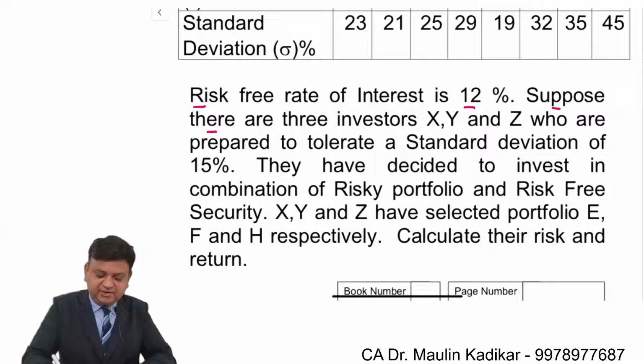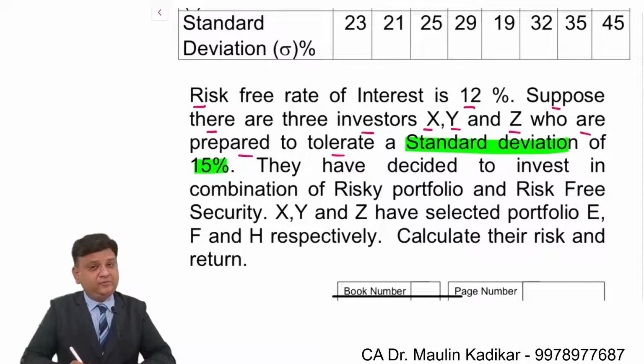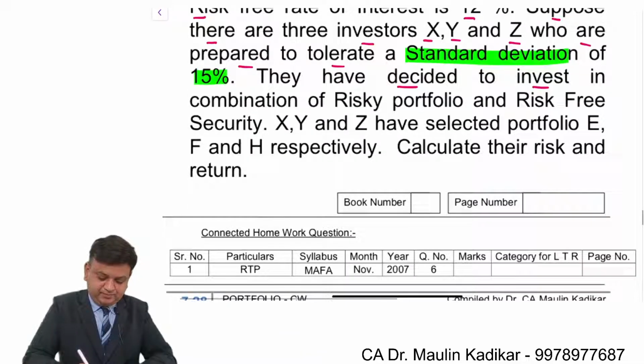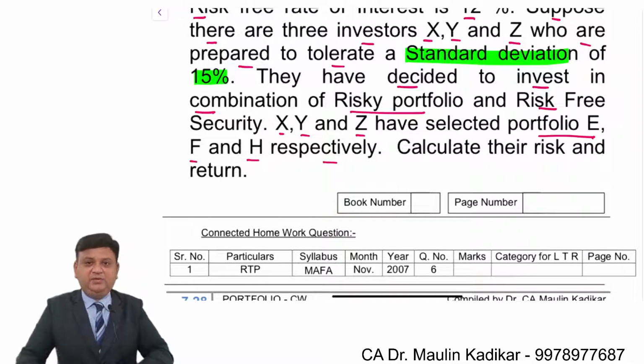Suppose there are three investors, Mr. X, Mr. Y, and Mr. Z, who are prepared to tolerate standard deviation of 15%. So they want risk of their portfolio 15%. They have decided to invest in a combination of risky portfolio and a risk-free security. X, Y, and Z have selected portfolio E, F, and H respectively.